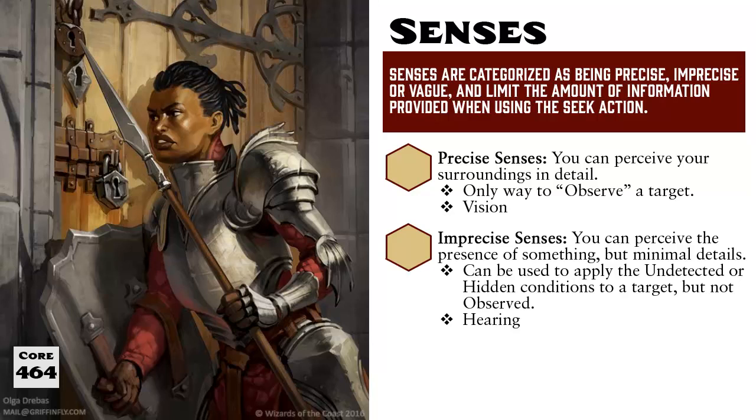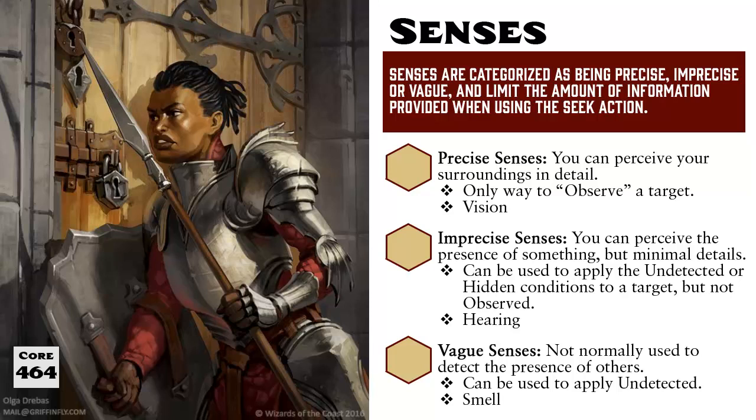The third category of senses is vague senses. At best, vague senses can be used to make an unnoticed creature become undetected. But you can't use a vague sense to make a target hidden or observed. Smelling is a vague sense for humans. If you can't see or hear a target, there is a chance that you might be able to smell them, but this wouldn't allow you to accurately place their location or any great details about them. Therefore, that target would be considered as undetected instead of hidden or observed. And it is worth noting that using smelling or any other vague sense is largely up to the interpretation of the GM to allow or interpret how it will function in any given situation.